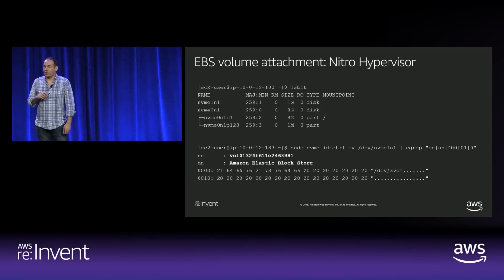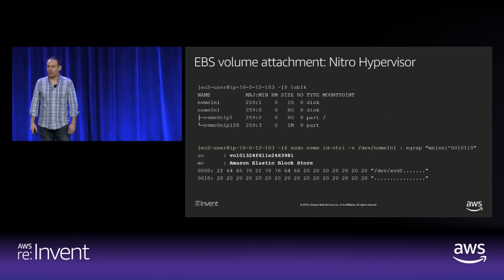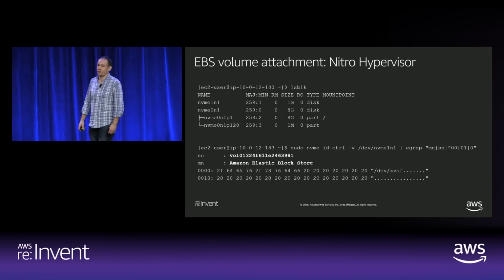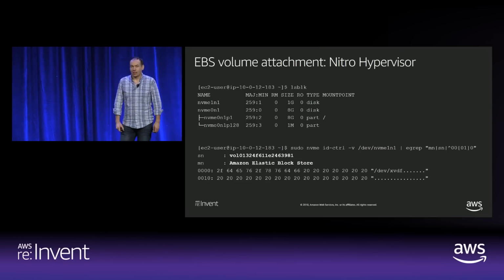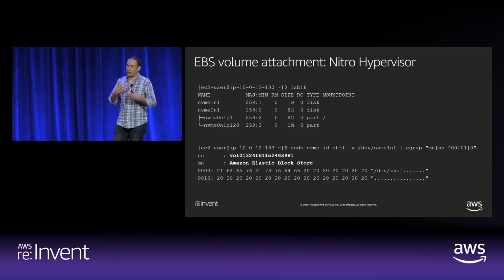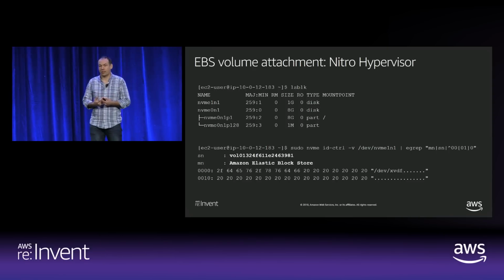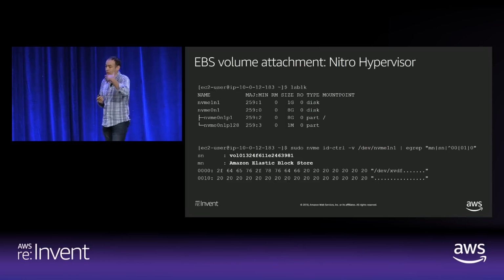How many people have launched Nitro instances? A few of you. Of those that just raised their hands, how many are confused by how EBS volumes appear in Nitro instances? So when we built Nitro, and we went through the story last year, but I'll give you kind of an overview. We moved all of the device emulation onto our own custom hardware called the Nitro card. One of the things that allowed us to do was give more resources in the virtual machine back to your instance.